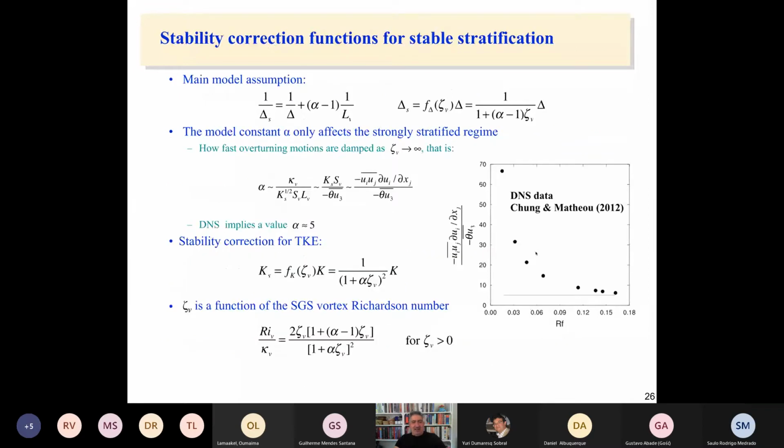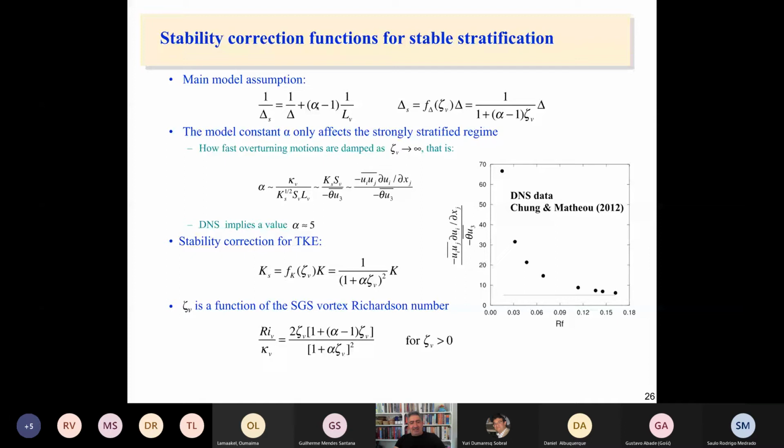There is a part where you have to make an assumption. The biggest assumption in this model is that there is this blend of length scales. The delta here is the neutral stratification length scale, and this L is a little bit like a Monin-Obukhov length that goes into the stratified turbulence. And when I say stratified here, I mean both stable and unstable.